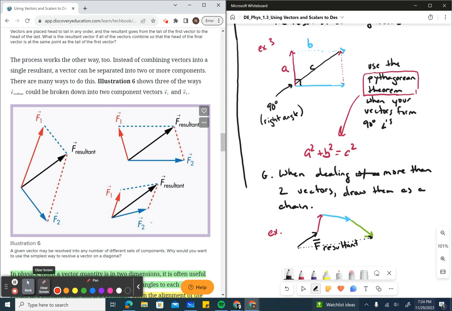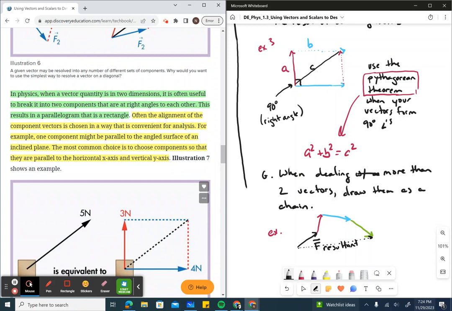And if you move down here, in physics, when a vector quantity is in two dimensions, it is often useful to break it into two components that are at right angles. Why? Because you can use the Pythagorean theorem, right? This results in a parallelogram that is a rectangle. Again, if you can keep things as simple as possible, the math is going to be easy. Often the alignment of component vectors is chosen in a way that is convenient for analysis. That's an important point there.